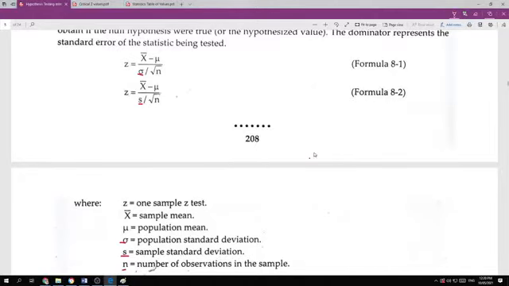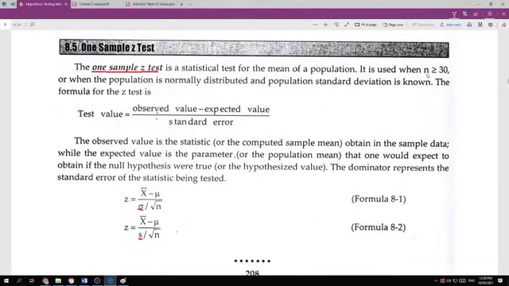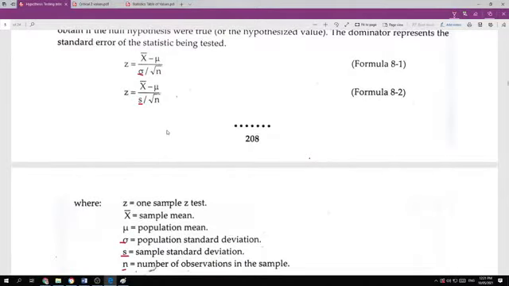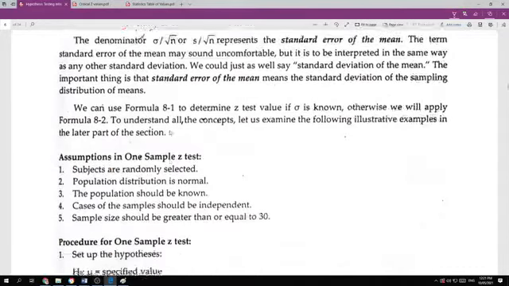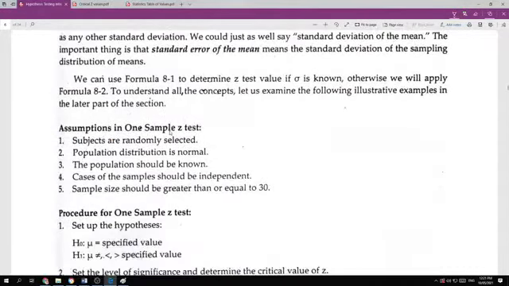Okay, so take note, the sample should be greater than or equal to 30. This is one thing that you need to remember. You will use our one sample z-test if the n, the number of observations, is greater than or equal to 30. Now let's go to our first example.